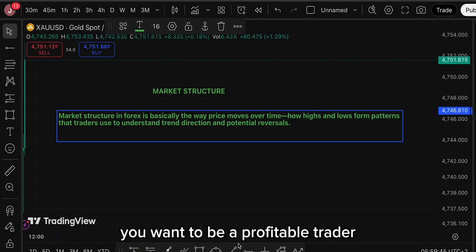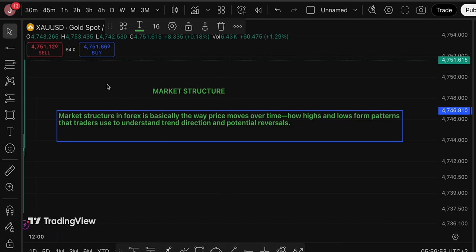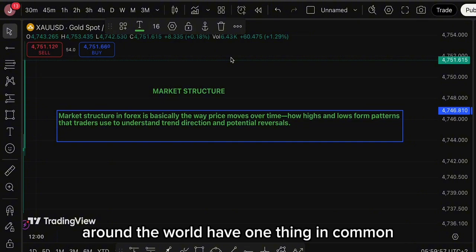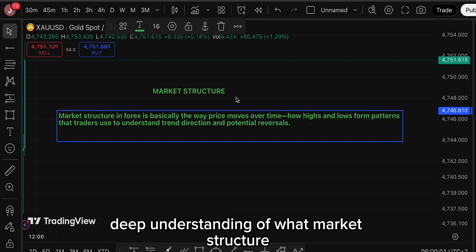You want to be a profitable trader. You want to be consistent in the market, making money when trading. Then you need to know about this market structure. Profitable traders around the world have one thing in common: a deep understanding of market structure.